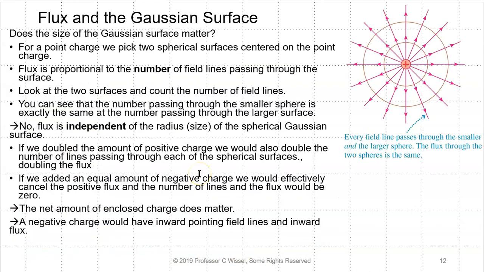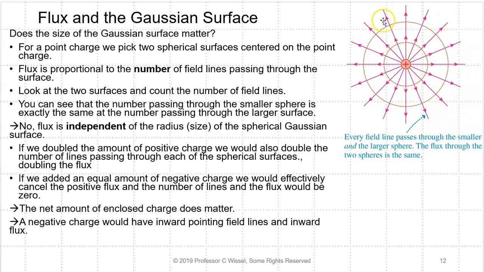Now, does the size of the Gaussian surface matter? We're going to investigate various things about Gaussian surfaces. So we're going to pick a point charge because that one's easy to do. We're going to pick two spherical surfaces that are centered on the point charge. So here's surface 1, here's surface 2. They have different sizes. Flux is proportional to the number of field lines passing through the surface.